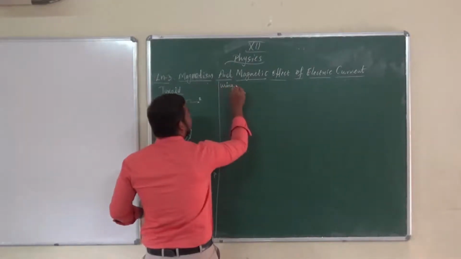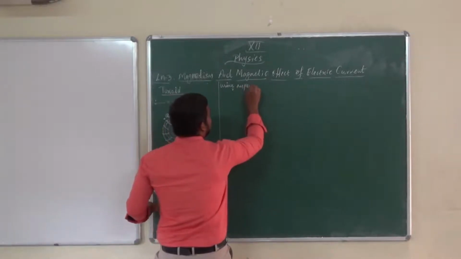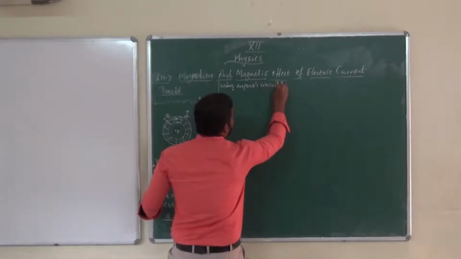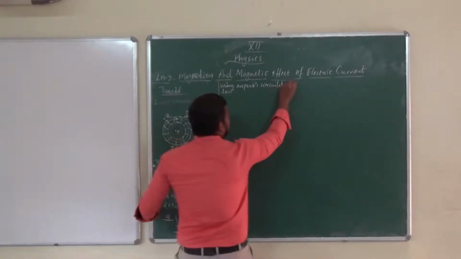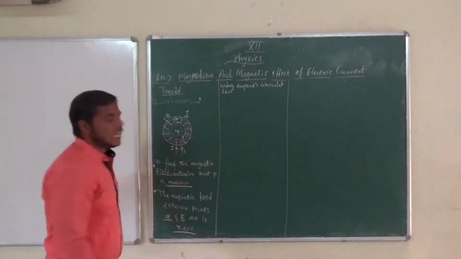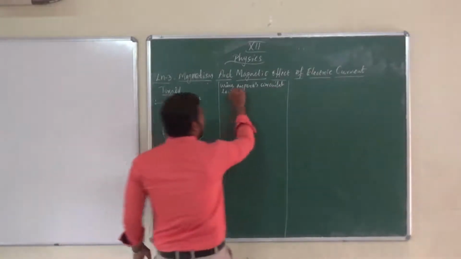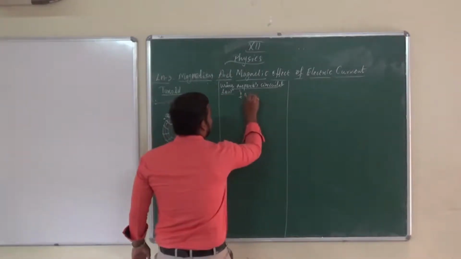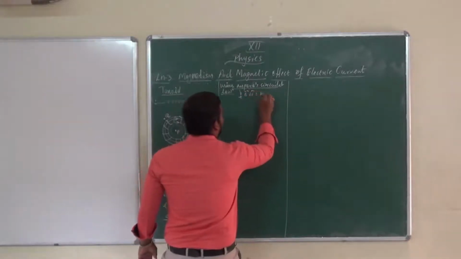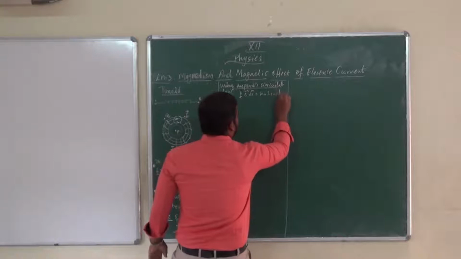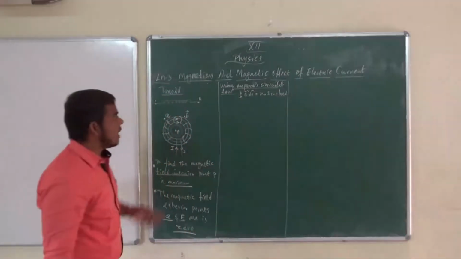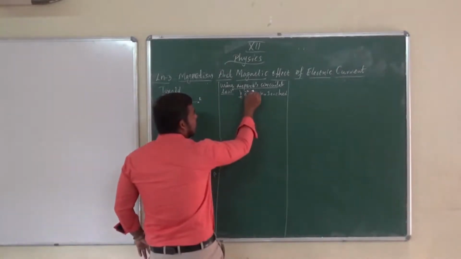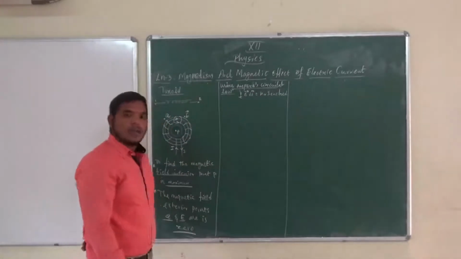You have to find the magnetic field using Ampere's circuital law. What is Ampere's circuital law? The closed integral of B dot dL vector equals mu naught I enclosed. In the previous class, we discussed what Ampere's circuital law is, isn't it? So this is Ampere's circuital law in vector form: mu naught I enclosed.